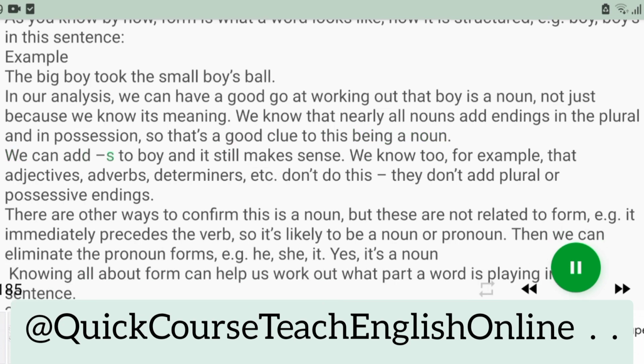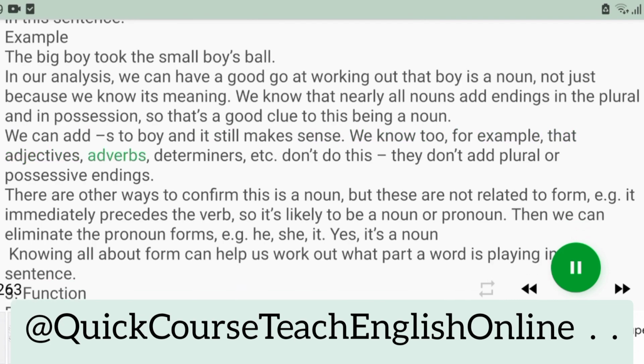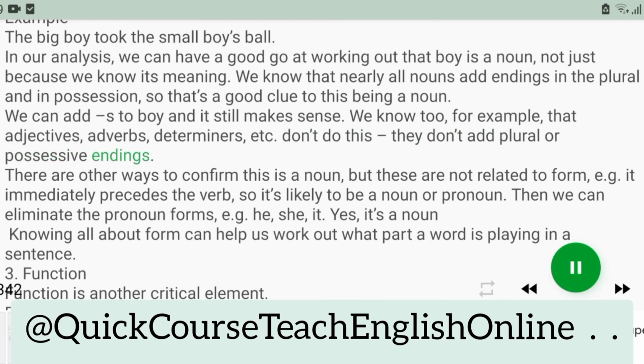We can add s to boy and it still makes sense. We know too, for example, that adjectives, adverbs, determiners, etc. don't do this, they don't add plural or possessive endings.